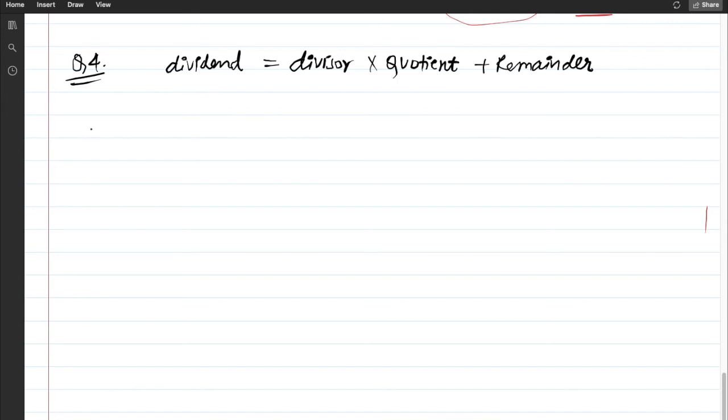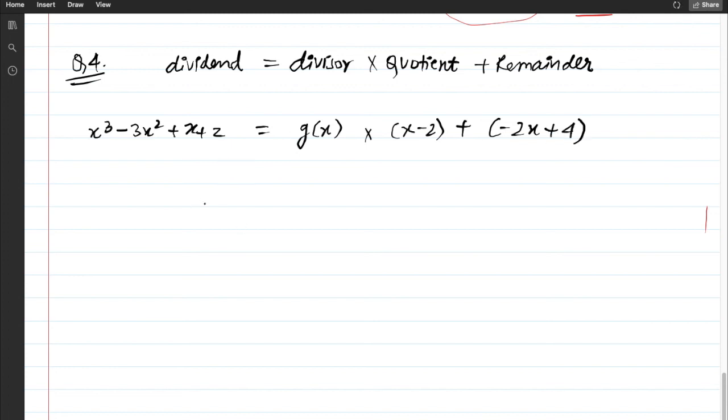So the dividend you are provided with is x cube minus 3x square plus x plus 2. Divisor that you have to find out is like gx. Alright, and the quotient you are given with is x minus 2, and the remainder that you are given in the quotient is minus 2x plus 4. Now you need to find the value of gx. That's the whole question. So first of all, I will transfer this part to the left hand side.